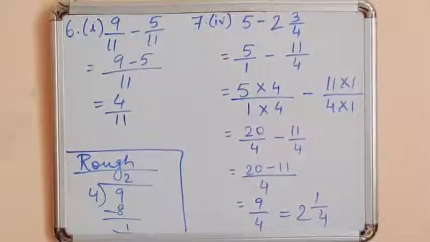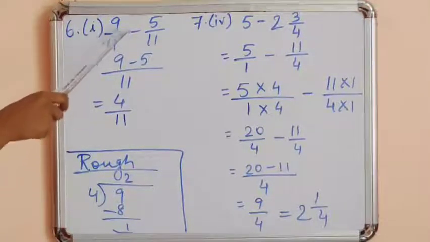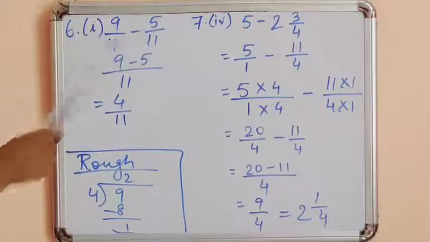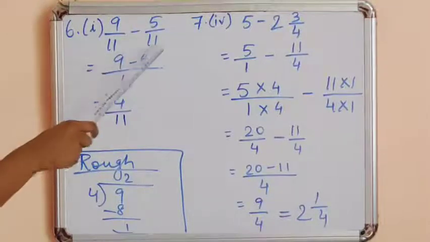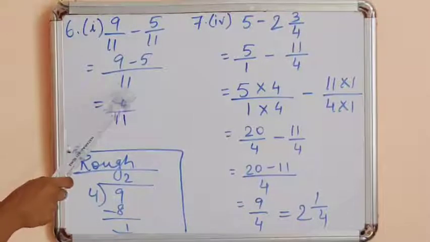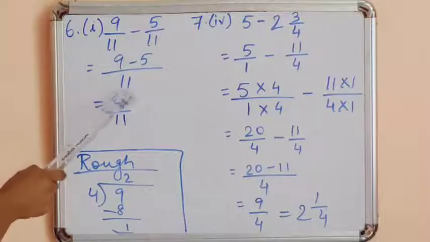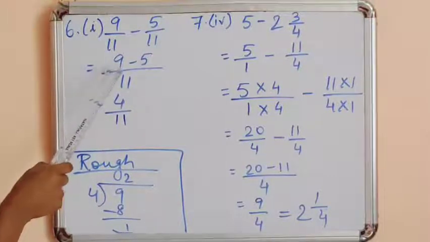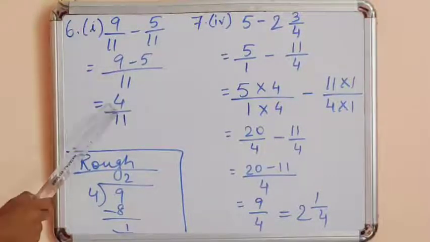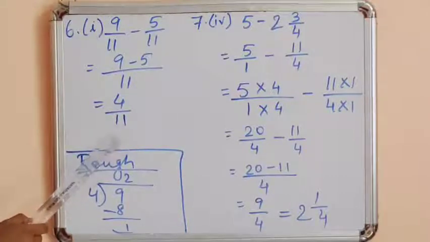Now let us move to number 6, which is find the difference. So number 1 is 9 by 11 minus 5 by 11. See, we have the same denominator. So we will write 11 here. We will take the common denominator here. And then we have to subtract the numerators. It's 4 and the denominator is 11. So our answer is 4 by 11.